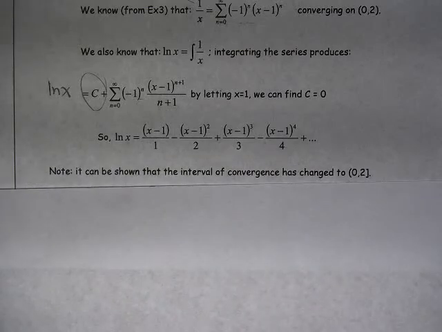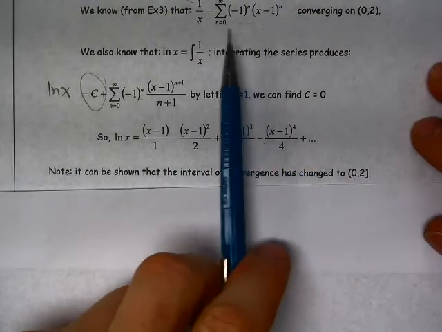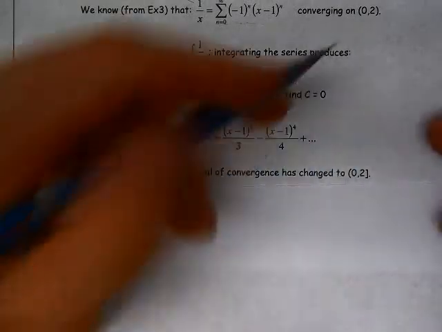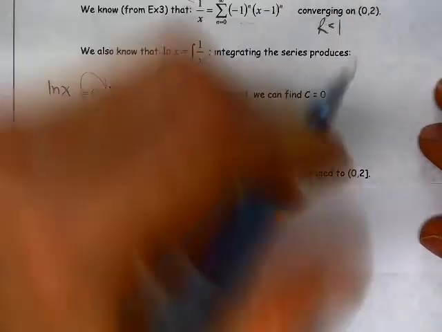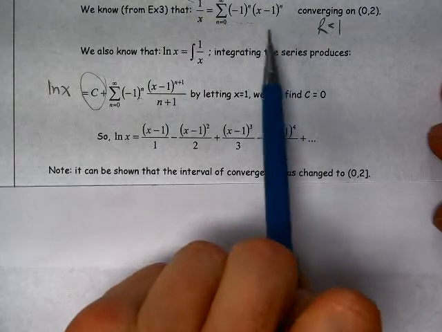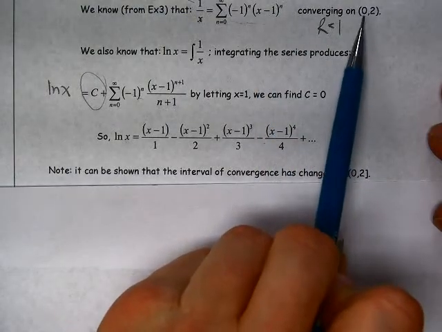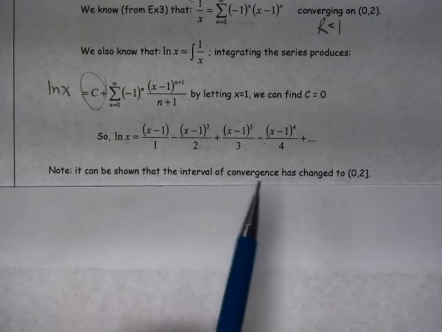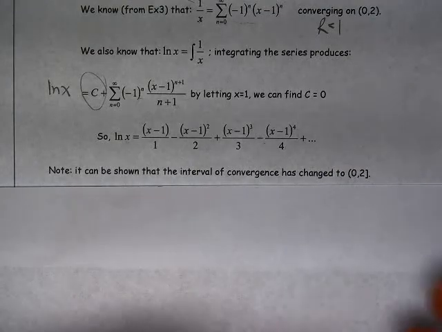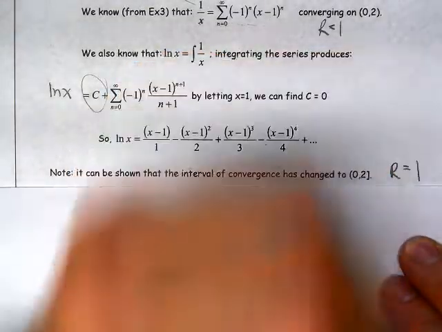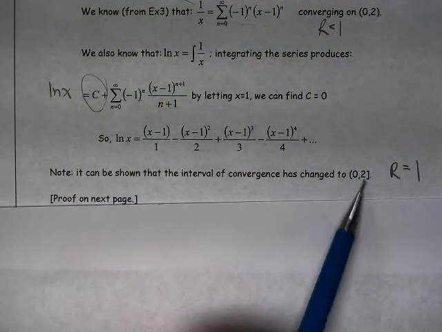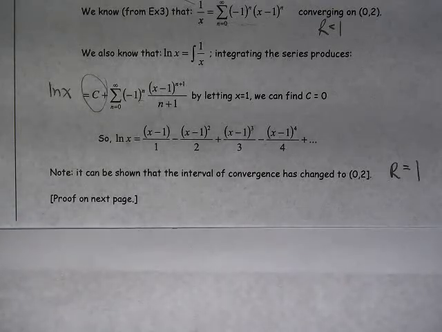We have the same radius of convergence. For our 1 over x example, we had a radius of convergence of 1, and our interval of convergence, because it was just a geometric series, was an open interval from 0 to 2. We can show here that the interval of convergence has changed. Even though the radius of convergence remains the same, we're now actually going to get convergence at x equals 2. I'll talk about that real briefly.